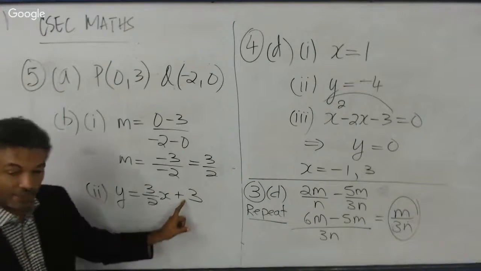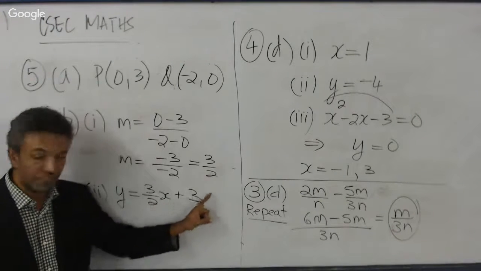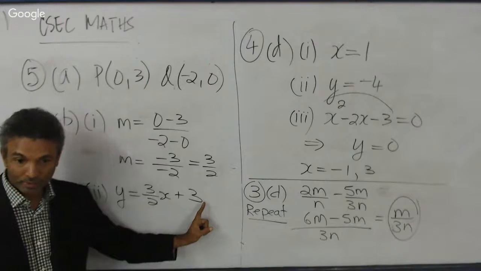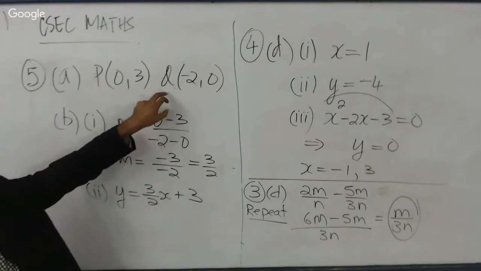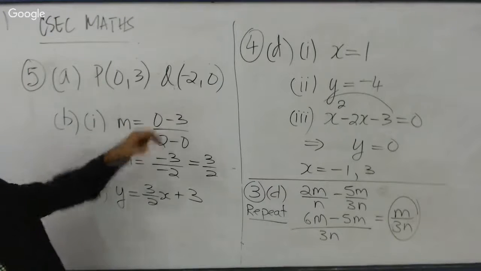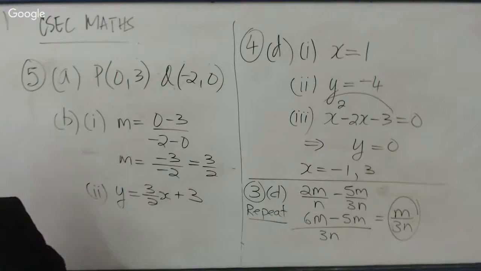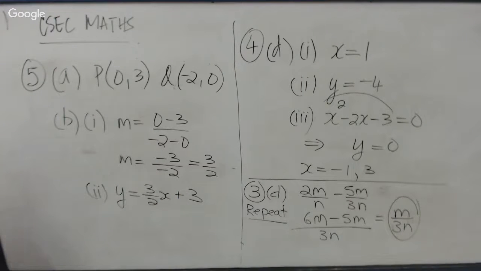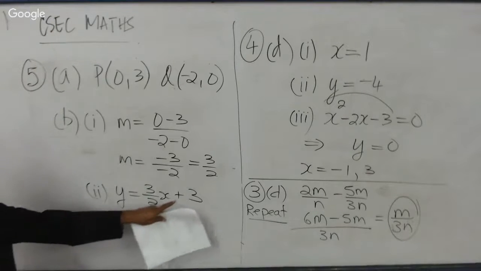If you didn't, you would have put y equal 3 over 2x plus c, and then what you do is substitute the coordinates of one point to find c. Yes, you could use 1.5. So the answer is y equal 3 over 2x plus 3.